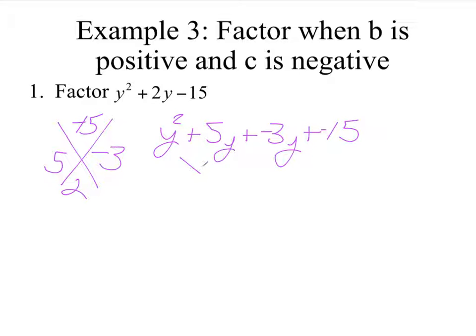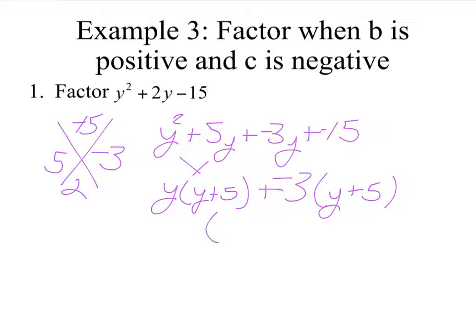The first two, I can pull a y out, leaving me with y plus 5. Second one, I am going to make sure I pull the negative out because I want what's left in the parentheses to be positive. So I'm going to pull a negative 3 out, which leaves me with y plus 5. The pieces inside and the pieces outside give me my final answer.